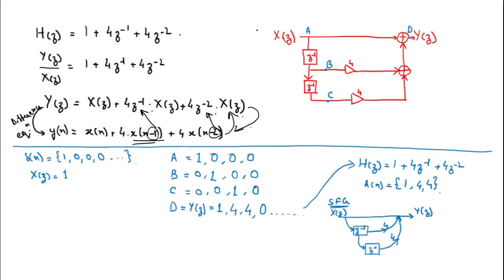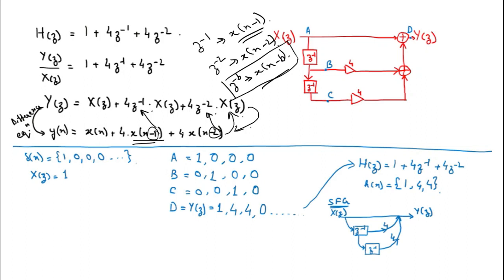Z inverse means you will be getting the input delayed by 1. If it is z to the power minus 2, it would be x[n-2]. If it is z to the power minus b, it would be x[n-b].